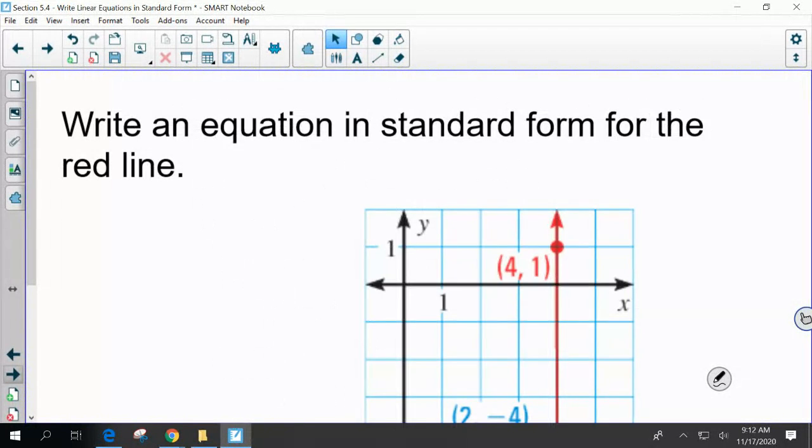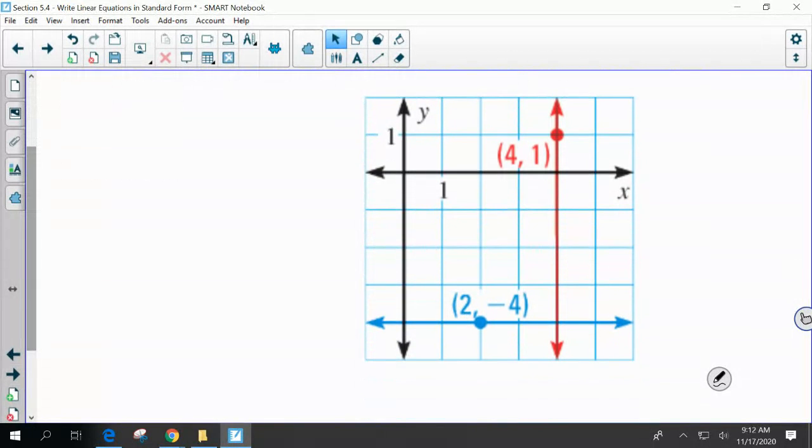Okay. All right, write an equation in standard form for the red line. So what kind of equation does a vertical line have to be? What's the slope? Undefined. Slope is undefined. Doesn't have an intercept. How do you write an equation for a vertical line? Is it x or y? X. So this equation would be x equals what? 4. And then that's all you can do.